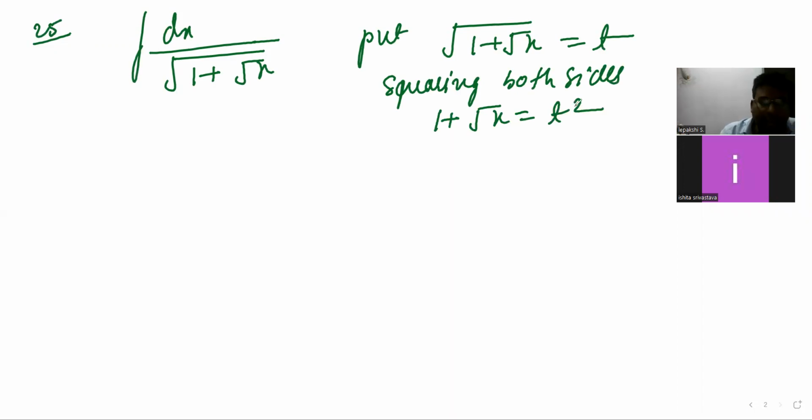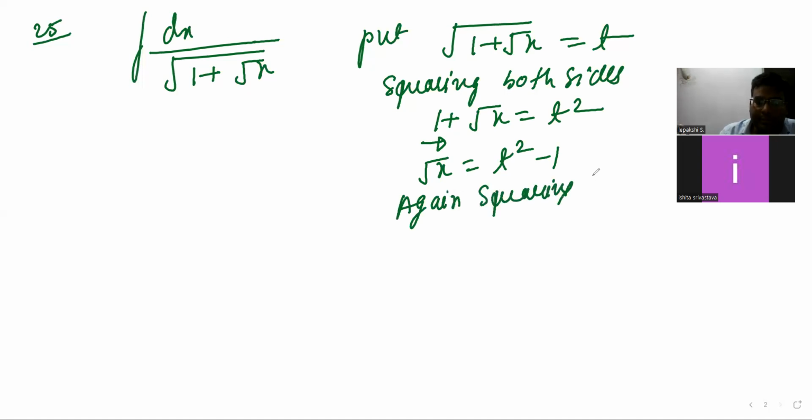Now take this 1 on the right hand side, then it will become root of x is equal to t square minus 1. Again squaring both sides. So what we get? It will be x is equal to t square minus 1 whole square. Understood?